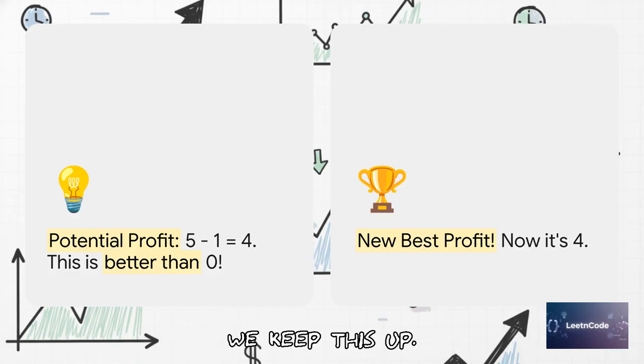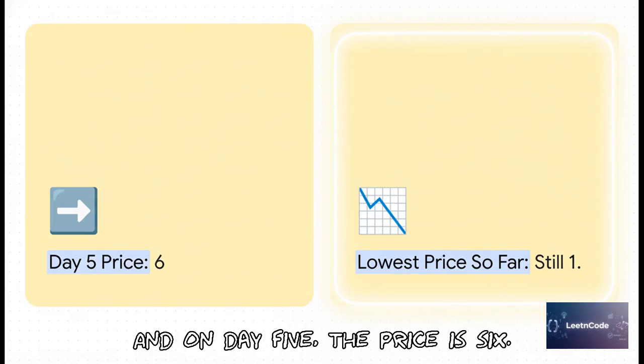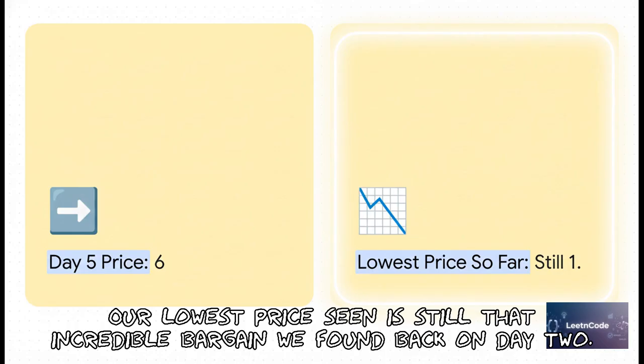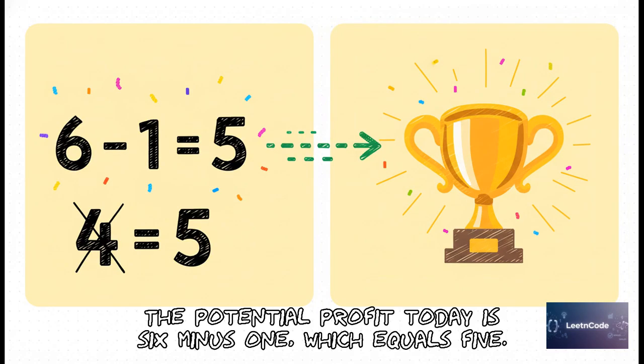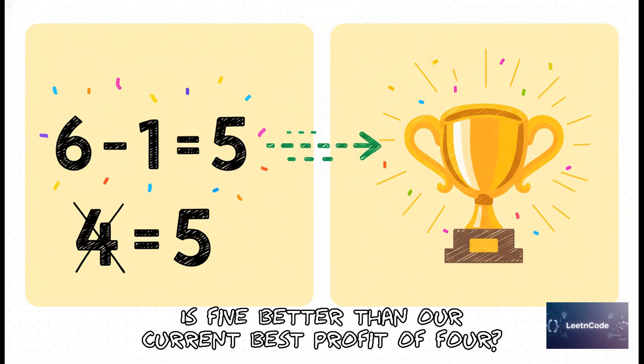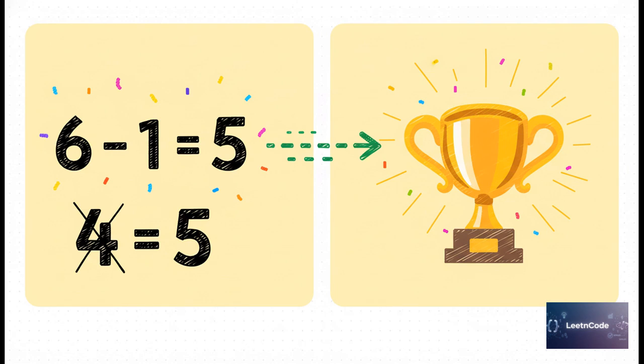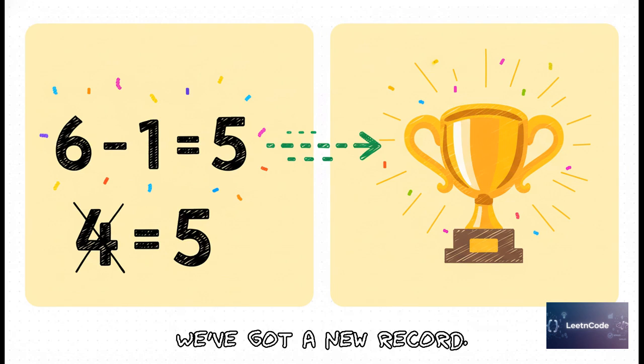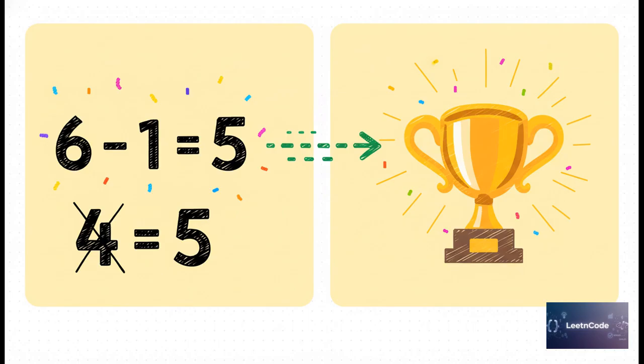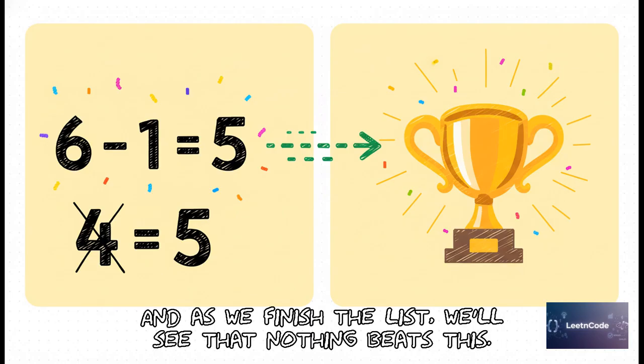We're on the board. We keep this up, and on day 5, the price is 6. Our lowest price seen is still that incredible bargain we found back on day 2, just 1. The potential profit today is 6 minus 1, which equals 5. Is 5 better than our current best profit of 4? Yes, it is. We've got a new record. This is our new maximum profit. And as we finish the list, we'll see that nothing beats this.